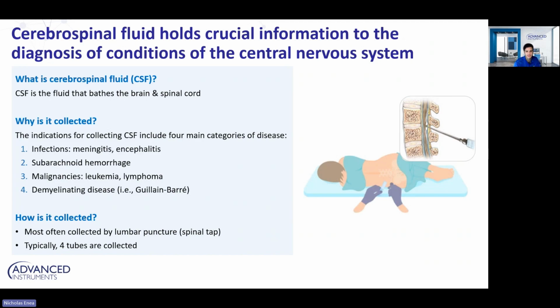And why is it collected? It could be used in a number of different ways: for infections like meningitis, encephalitis, to identify a hemorrhage, to show you some malignancies like leukemia or lymphoma, or a demyelinating disease such as Guillain-Barré. And those clinicians in here often know how it's collected: lumbar puncture. I hope many people on this call haven't had to endure that. Anecdotally, I heard it's not the funnest of procedures, but a lumbar puncture is a spinal tap where we collect the CSF, and it's normally collected in 4 specific tubes. But once again, level setting, that's what CSF is really used for in the clinical lab and why it is ultimately really important for the clinician or the doctor here.